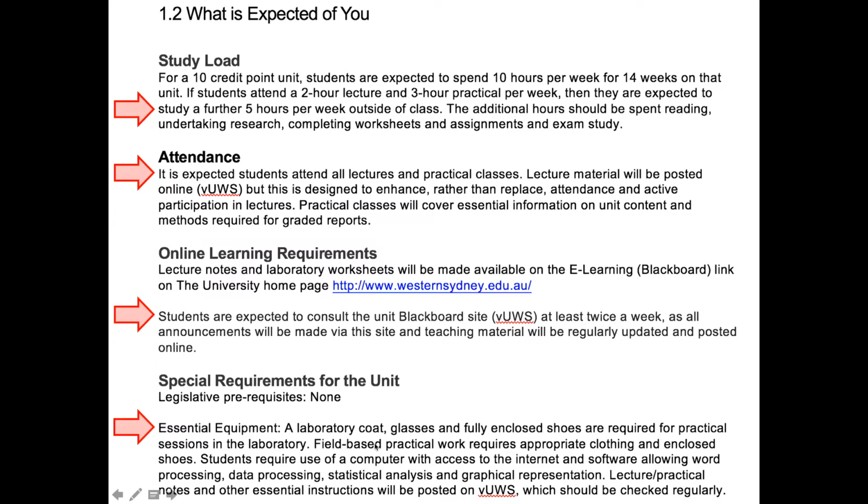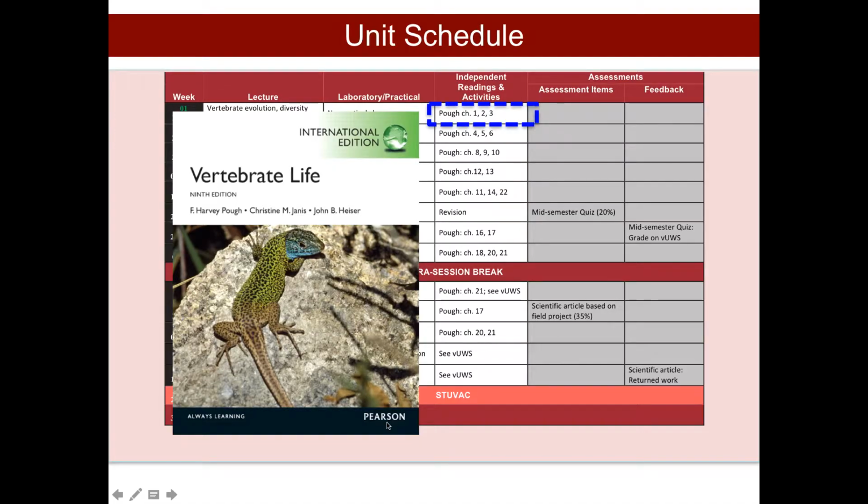Remember, of course, that lab coats are always needed in the prac classes. There's nothing I can do about that. You need to bring a lab coat and wear it, or you can't be there, so please remember to bring your lab coat.